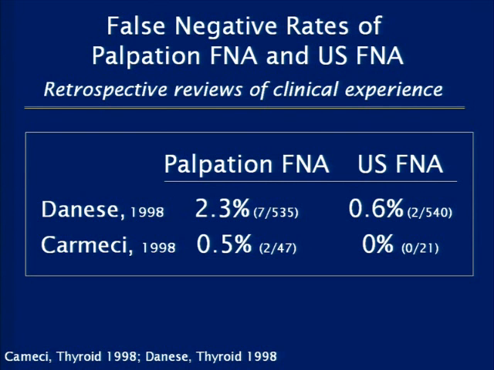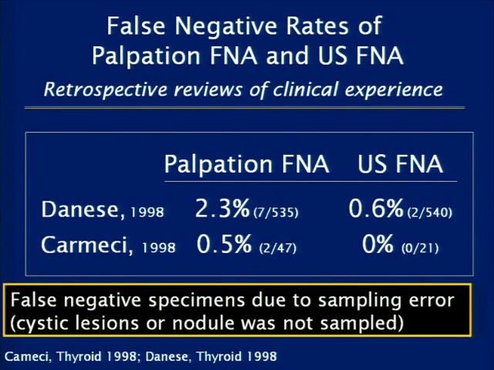And when they then used ultrasound guidance, you can see that the false negative rate does drop significantly. And really what they found is that the reason for these false negative results were really due to sampling error. It was times when they were biopsying cystic lesions and not in the solid component, or times when the actual nodule itself wasn't biopsied because of its location.